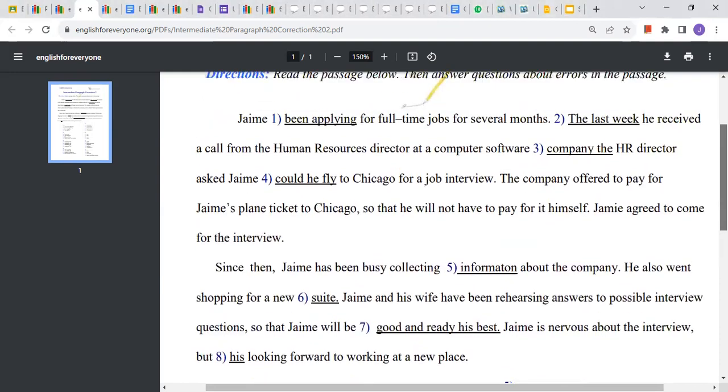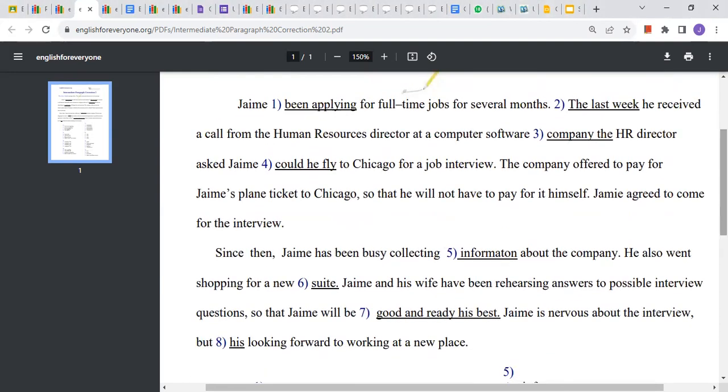But we here we have برضو intermediate. Who can read for me, please? Noor, can you please read for me? Noor, are you with me? Mahmoud, can you please read for me?